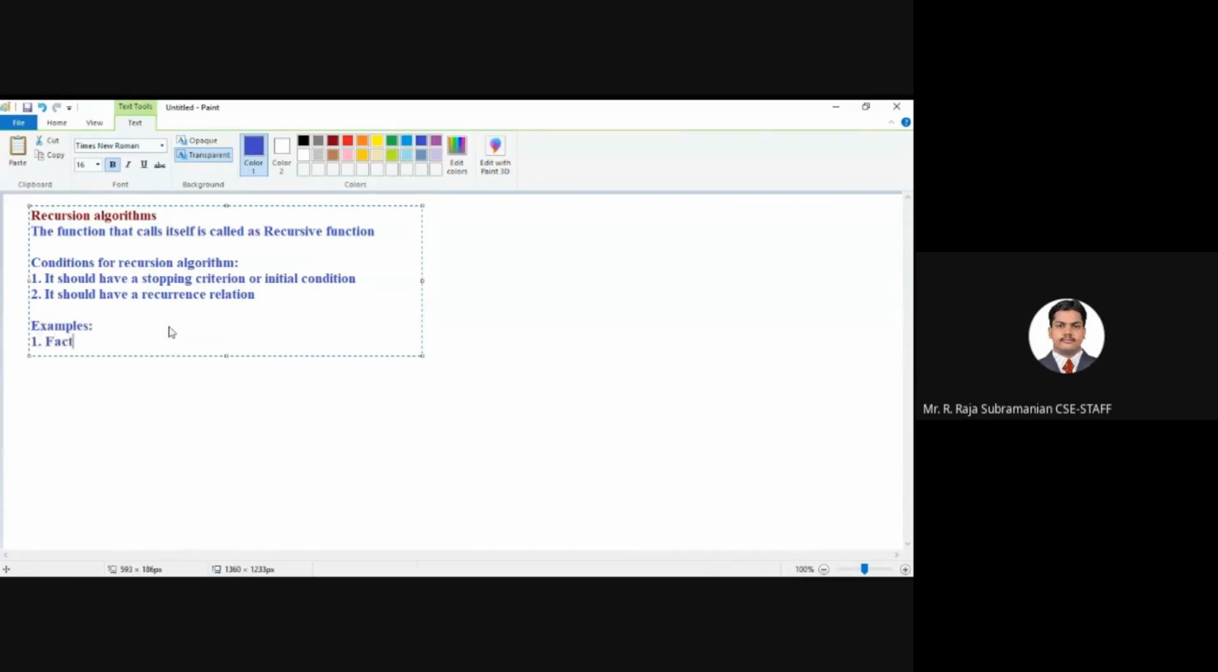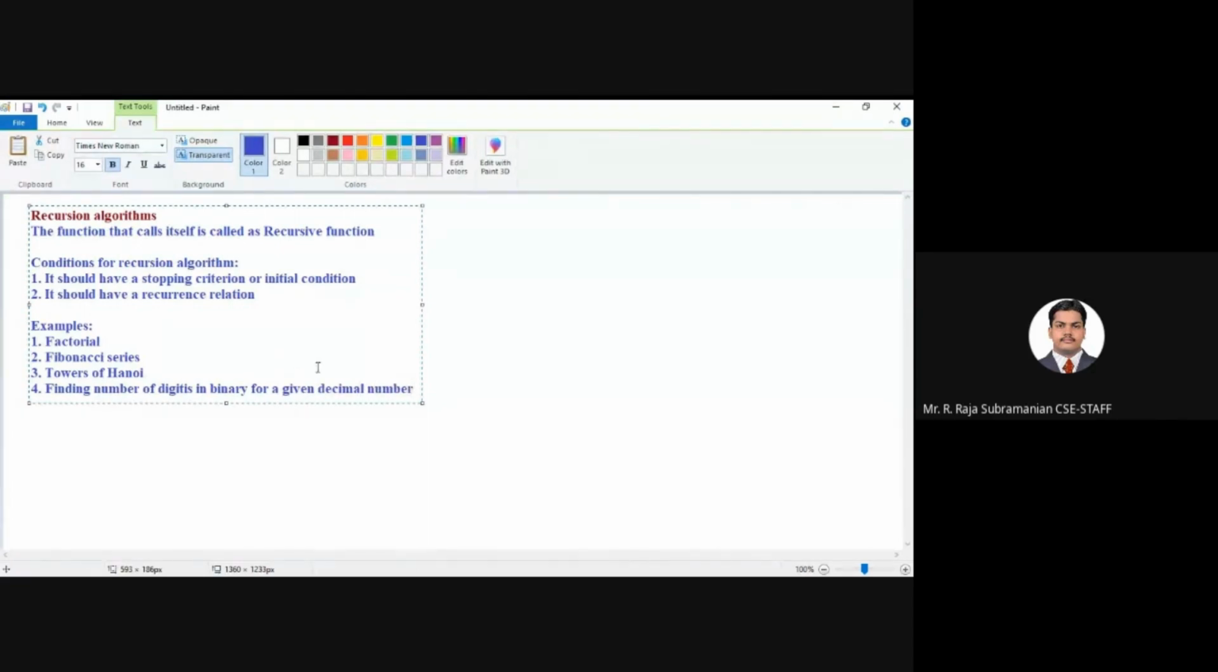Algorithm number 1 is factorial. We have already seen this. What are the algorithms? Fibonacci series. Third is Tower of Hanoi. And fourth is finding the number of digits in binary for a given decimal number.